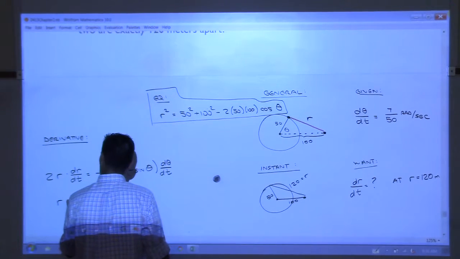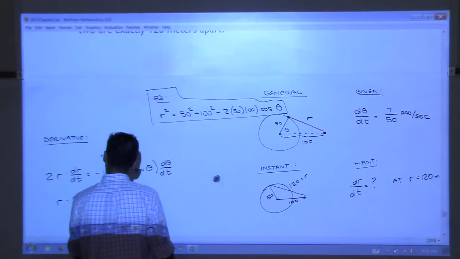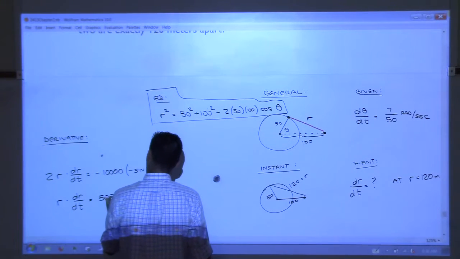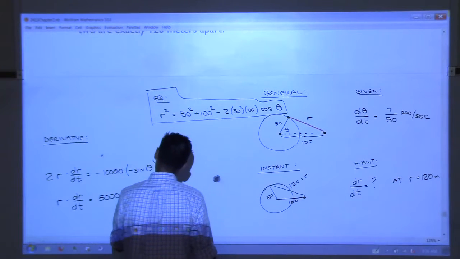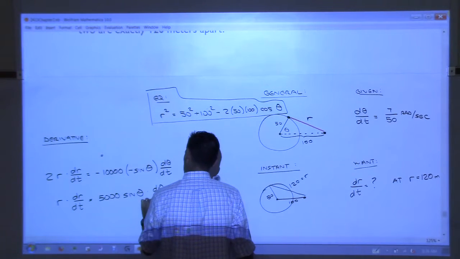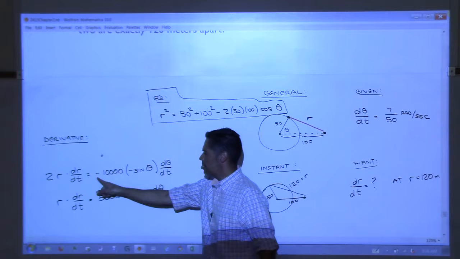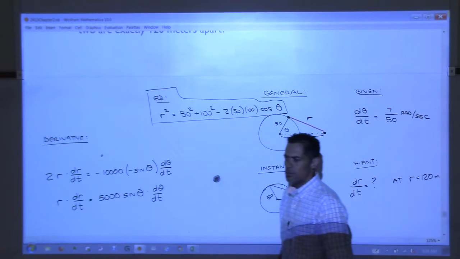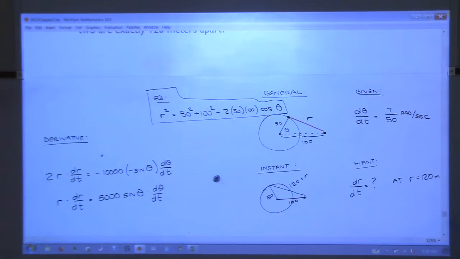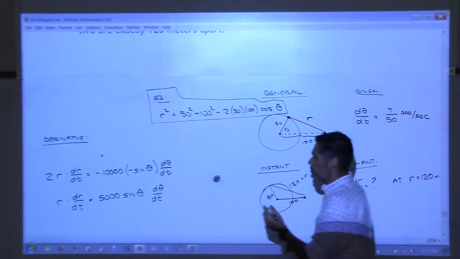R dr/dt equals 5,000 sine theta d theta/dt. So the two negatives here made it a positive, and I divided both sides by 2 to get rid of that 2 on the other side. Turn the 10,000 into 5,000. We agree? All right. That's it. This is the equation we're going to work with right here.